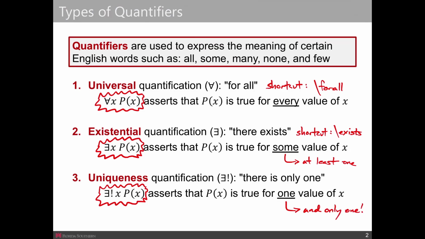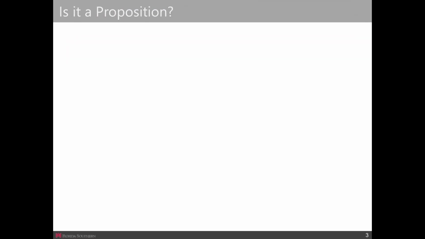That's the difference between uniqueness and existential. If exactly one is true, uniqueness is true. If exactly one is true, existential is true. But if more than one is true, the existential is still true, but uniqueness is not. Uniqueness implies only one. So with this in mind, let me draw some predicates with potential quantifiers, and let's discuss whether or not it's actually a proposition.